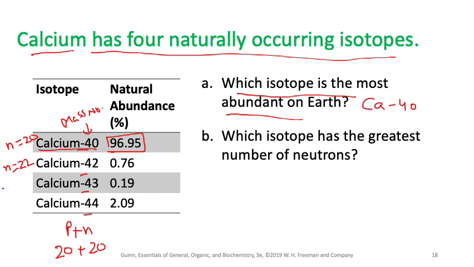Then calcium 43 should have 23 neutrons because it is 43: 20 plus 23 is 43. Calcium 44 should have 24 neutrons. So out of the following, which one will have the highest number of neutrons? The answer will be calcium 44. The higher the mass number, the higher the number of neutrons, which is different compared to the other isotopes of that particular element.